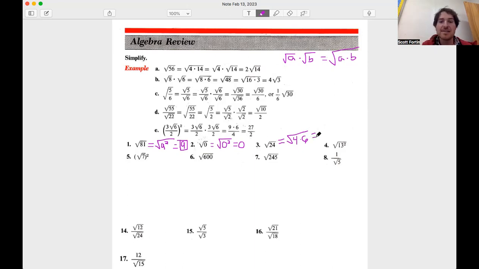So my answer to this is I'm going to take the square root of that 4, and my answer is going to be 2 root 3. That's my answer to number 3.